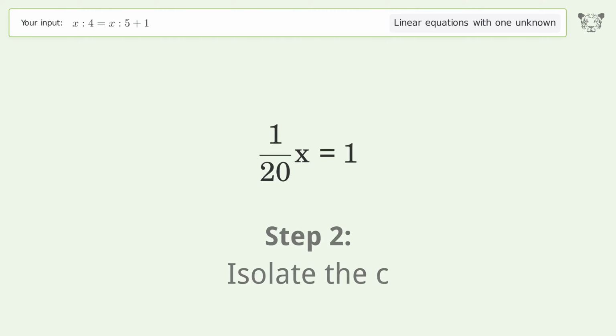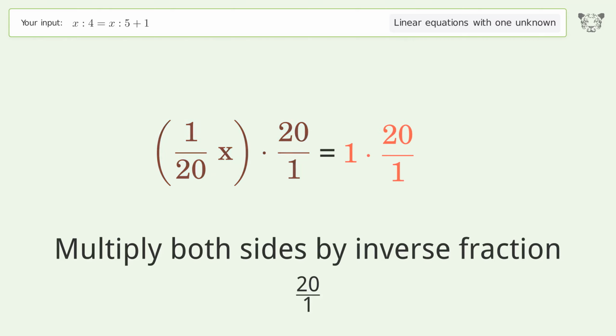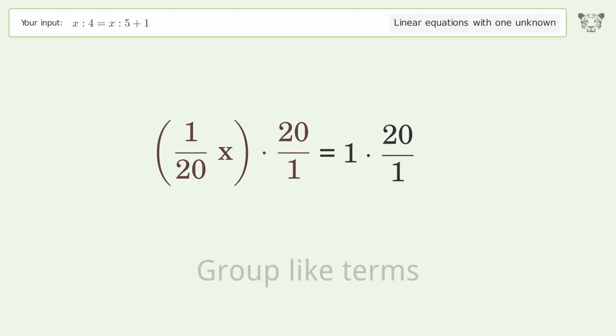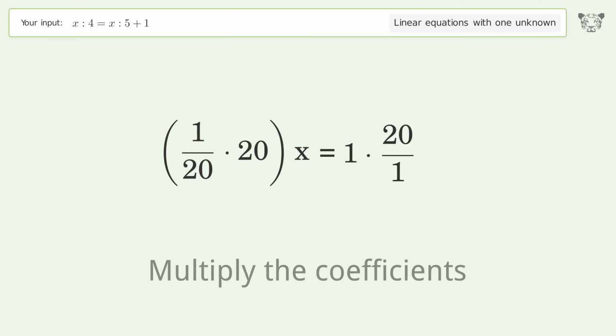Isolate the x. Multiply both sides by inverse fraction 20 over 1. Group like terms. Multiply the coefficients.